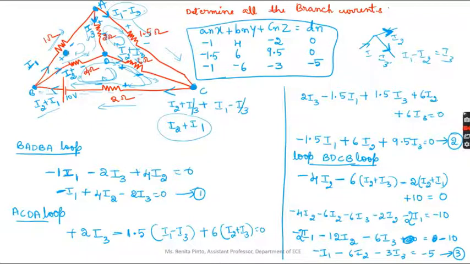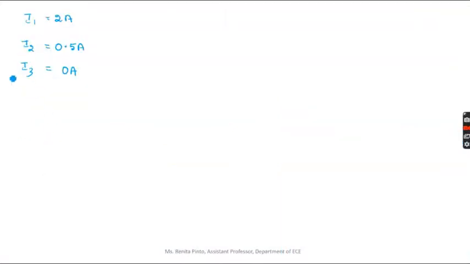That means I have got the current in AB branch, I have got the current in BD branch and I have got the current in AD branch. What about the other branches? So whenever they ask you for finding out the branch currents in all the branches, what you have to do is you have to separately write.